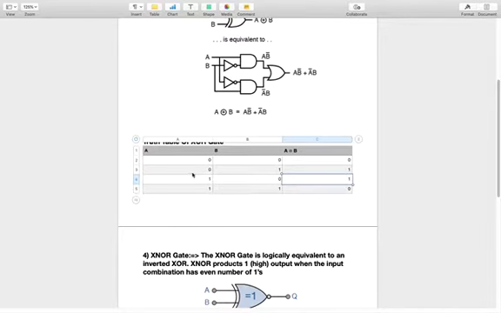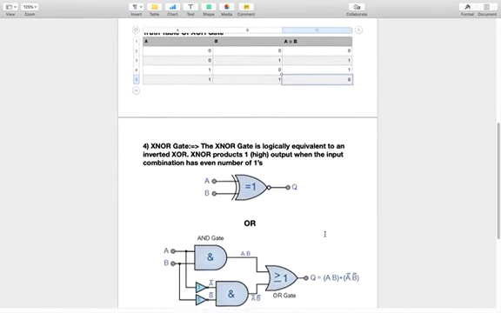If we have three inputs like A, B and C, then we have A 0, B 1 and C 1. So we have two 1s, which means it is even, so the output will be 0. But when we have 1 1 1, three 1s is odd, so our output will be 1.